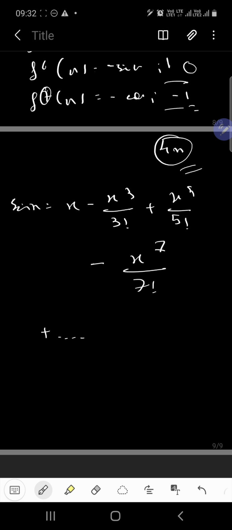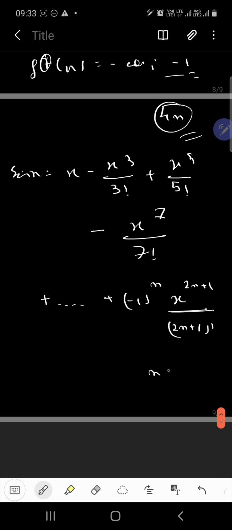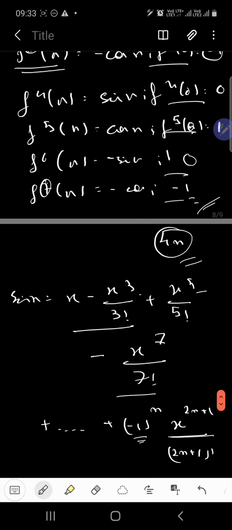So the series continues like this, and you can write it as the sum of minus 1 whole to the power n times x to the power 2n plus 1 over 2n plus 1 factorial, n starting from 0 and extending up to infinity. When n is 0, this is positive. When n is 1, this is negative. When n is 2, this is positive. So this is the series of sin x which we achieved from the Maclaurin series.